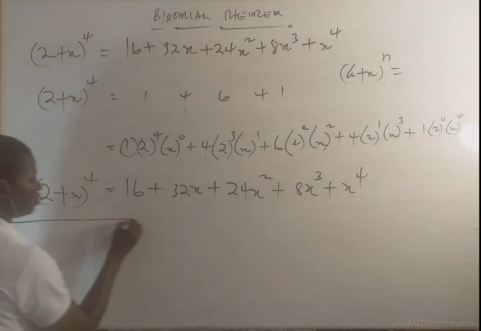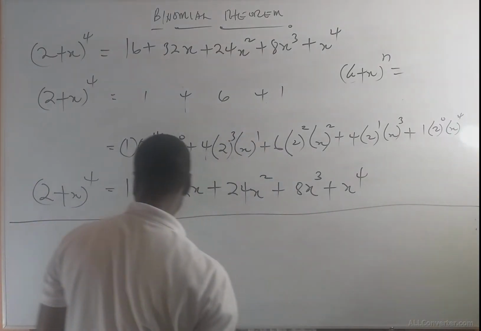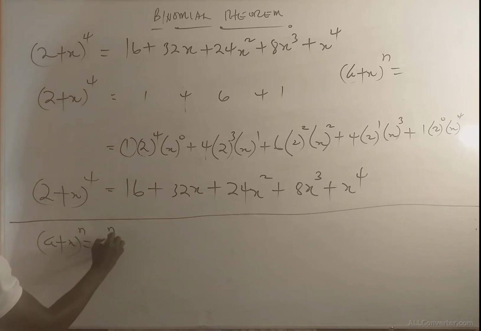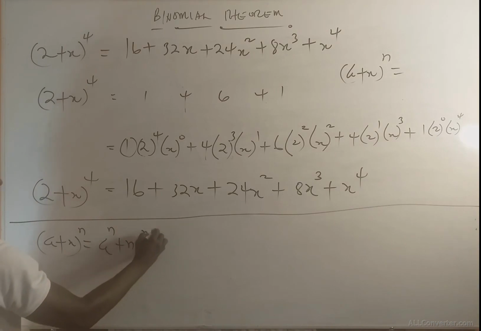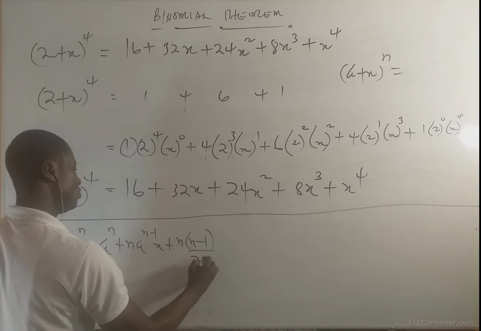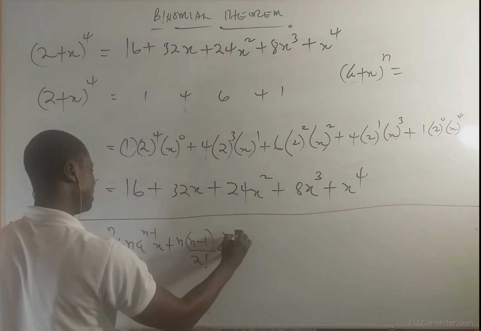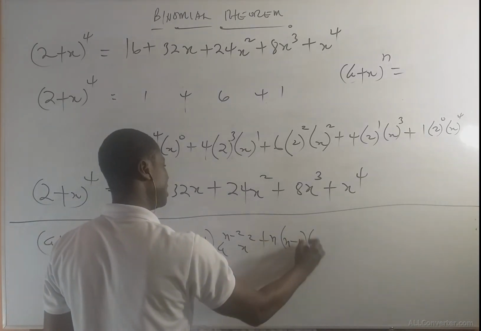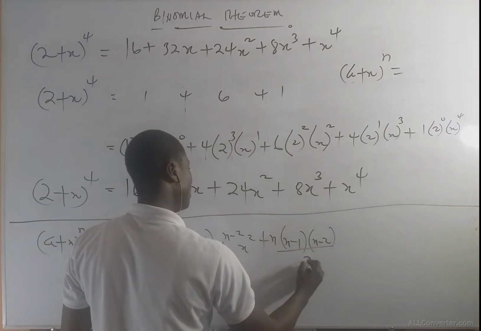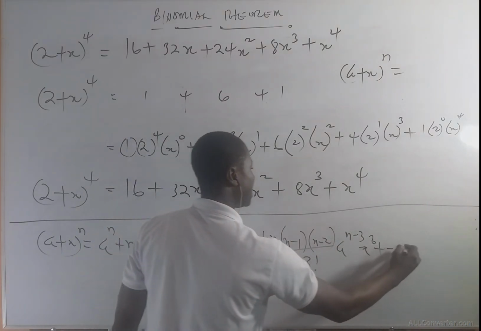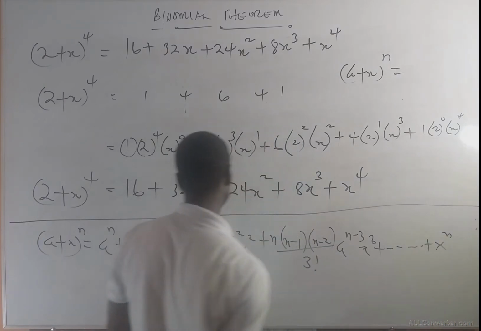So I want to put the formula down here, so you look at it. (a + x)^n is a^n + n a^(n-1) x + n(n-1)/2! a^(n-2) x^2, then n(n-1)(n-2)/3! a^(n-3) x^3, plus up to the x^n term.